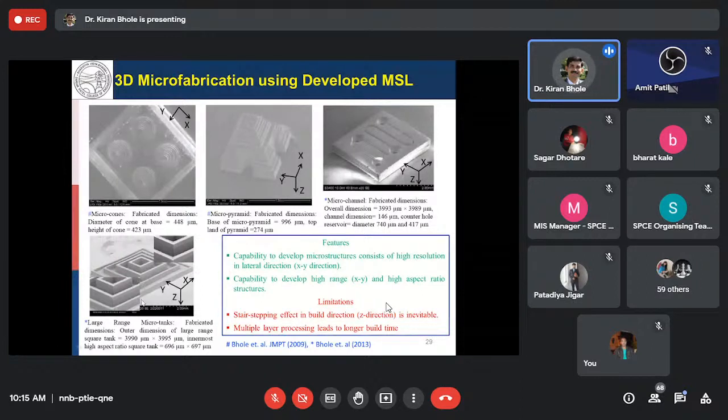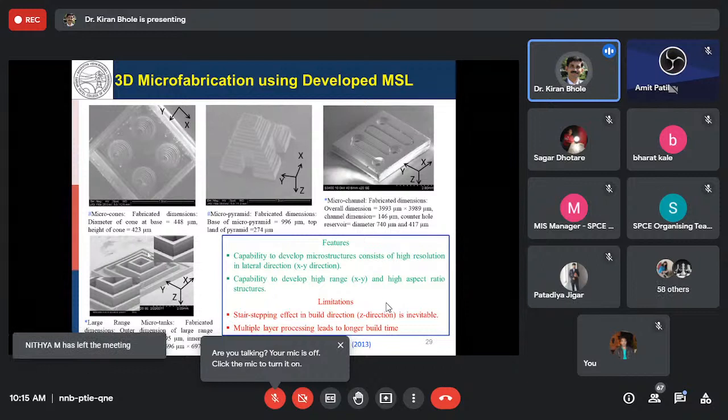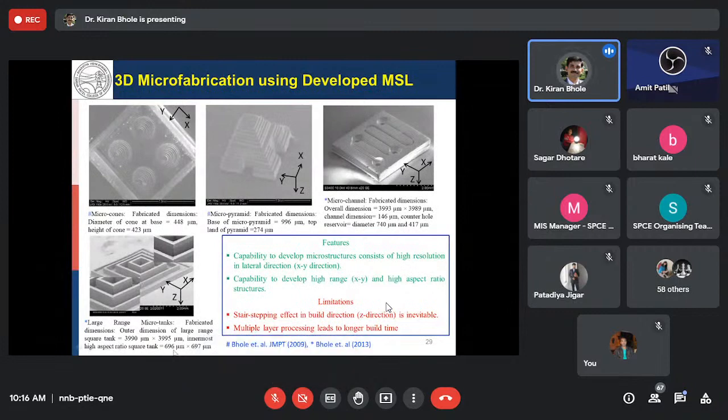The last structure here at the bottom shows the large tank and tank in tank, or large range in micro tanks. This is a bigger tank here, which is 4 mm, and inside it is the smaller, innermost tank, which is 696 micron by 697 micron, meaning 700 by 700 micron actually in the CAD model, and the fabricated dimensions are 696 micron by 697 micron.